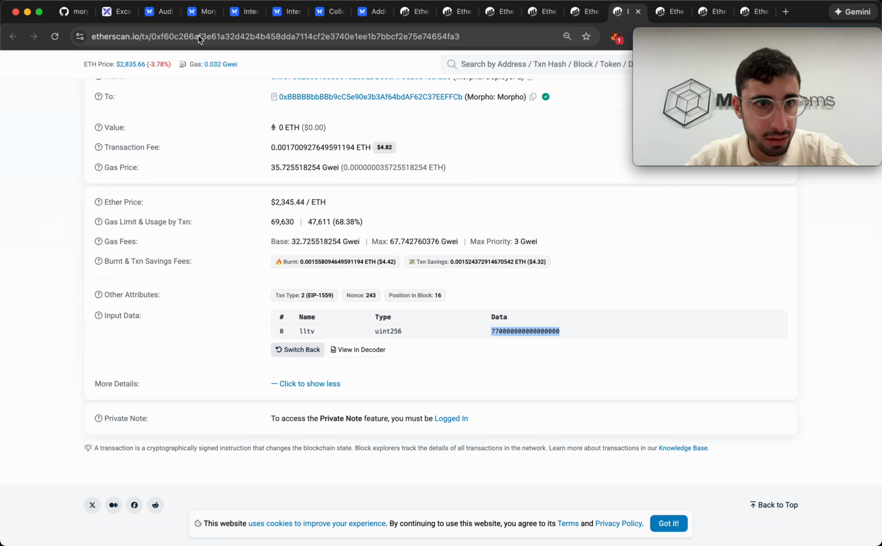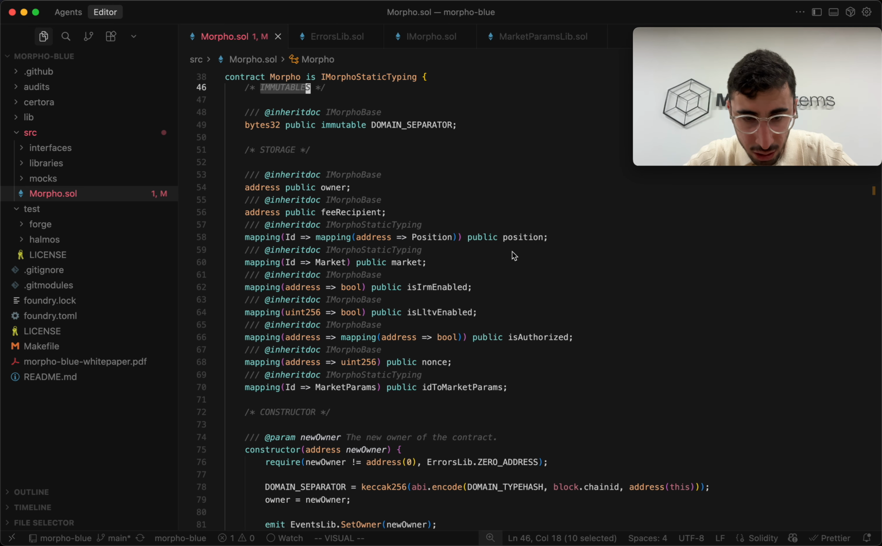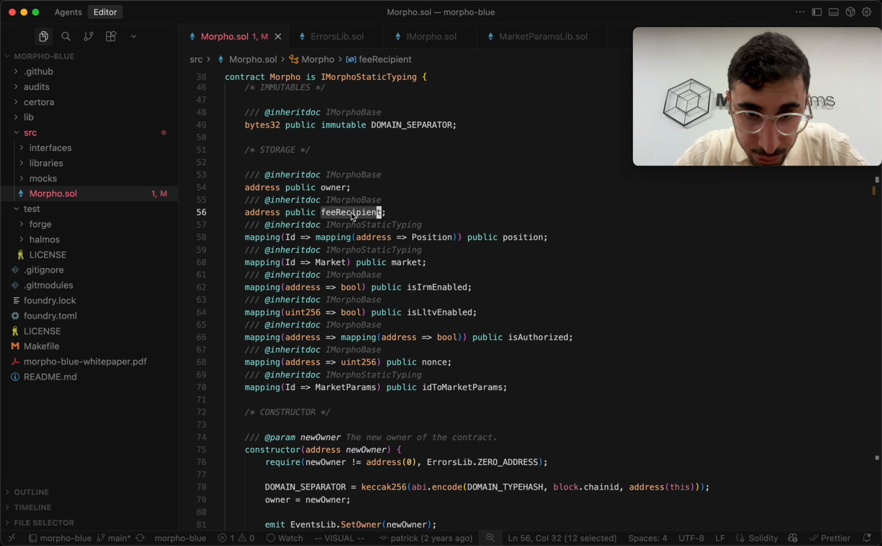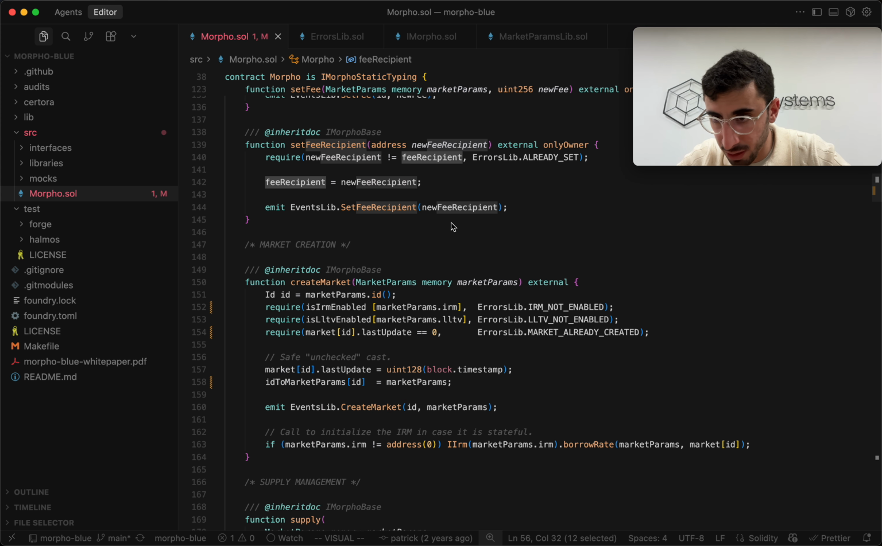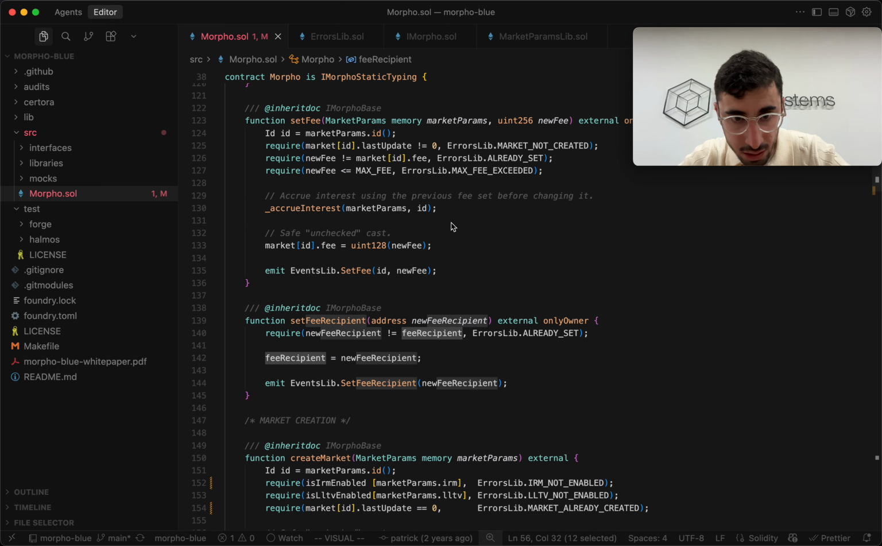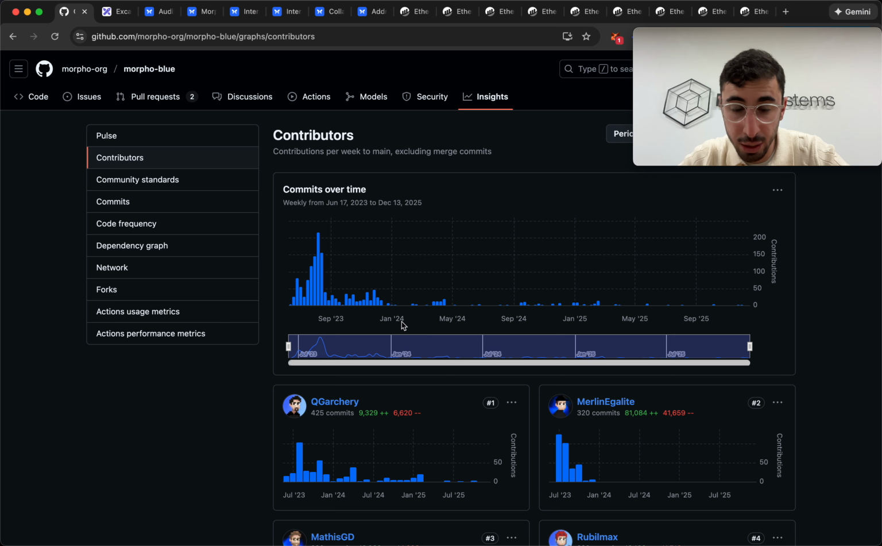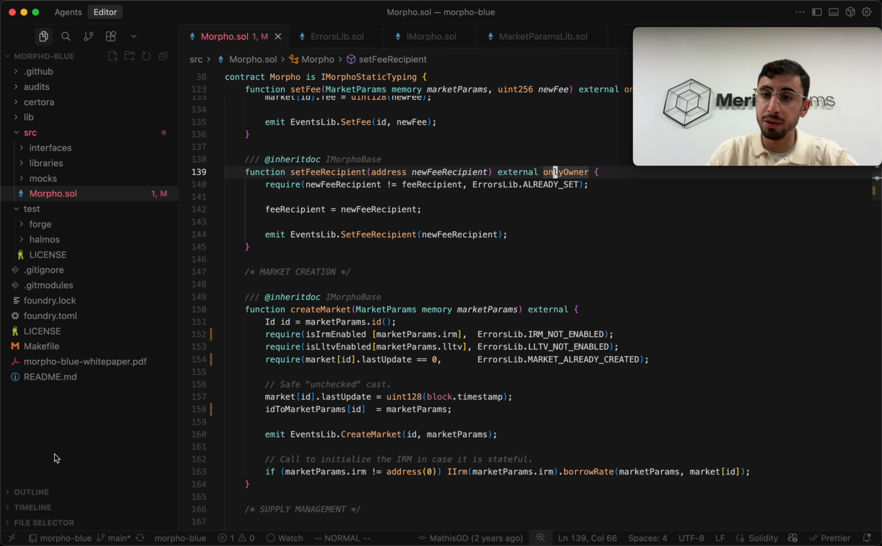Also, I always like to look at who actually built this thing. So cool. Very interesting. There's a fee recipient here. Fee recipient is set by the owner. Set fee recipient, only the owner, and they can enable fees on any arbitrary market if they decide to do so, which is interesting. It's like they have a global fee switch for all markets on Morpho that they could enable.